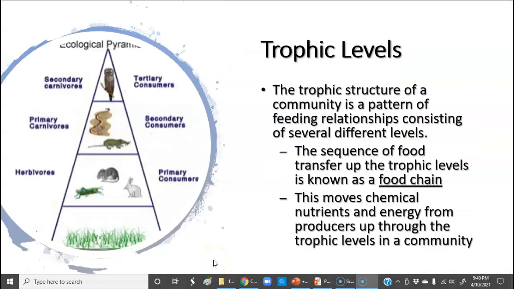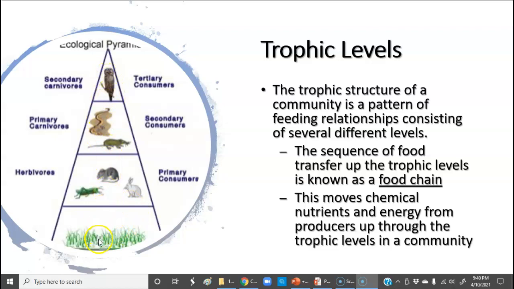So when we talk about flow of matter and energy, we talk about something called trophic levels. Trophic levels have to do with what eats what, okay? It has to do with food chains, food webs, and so forth. So this is a pattern of feeding relationships, okay? And so remember that you're going to go from producers to primary consumers, secondary consumers, and tertiary consumers. This is called moving from one trophic level to the next.